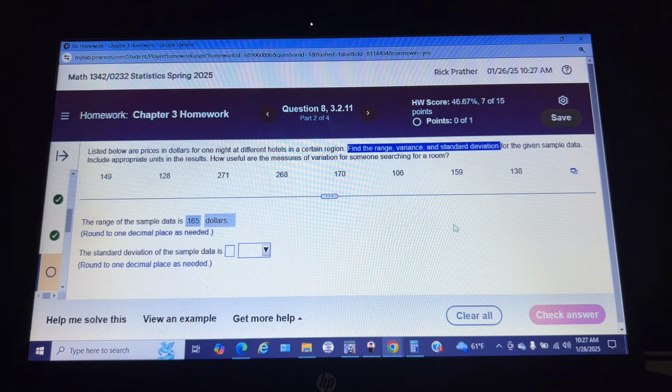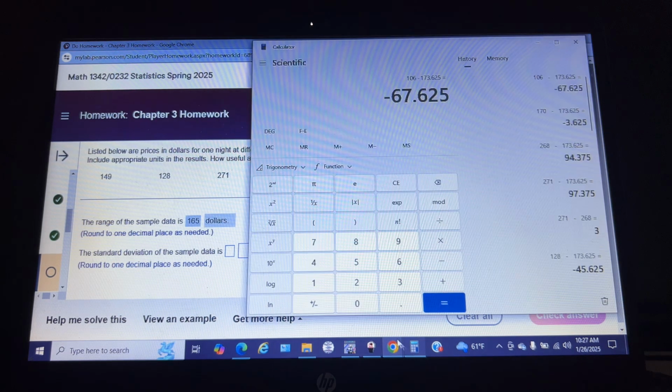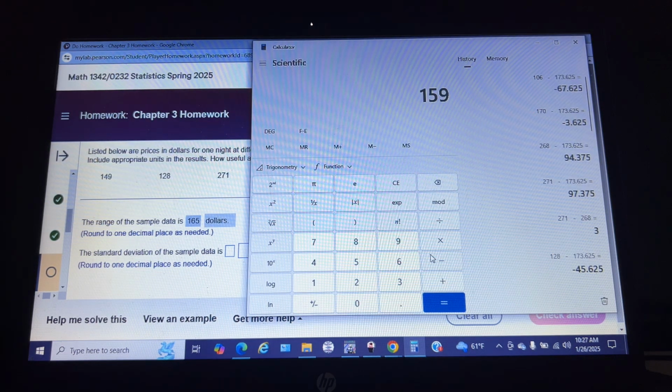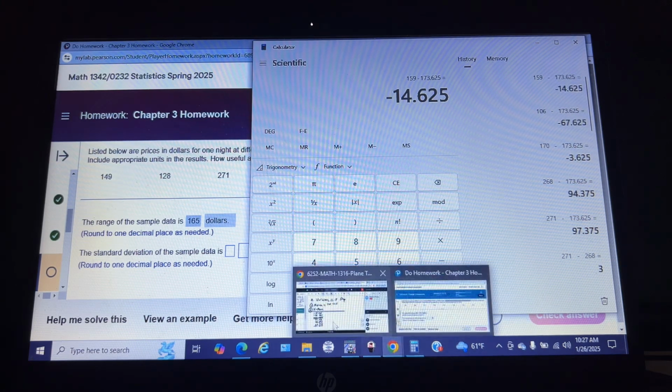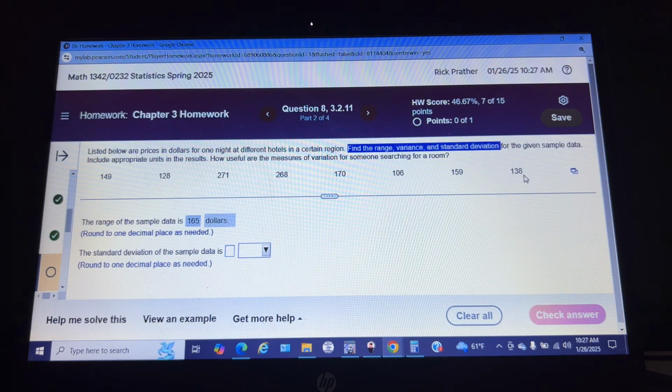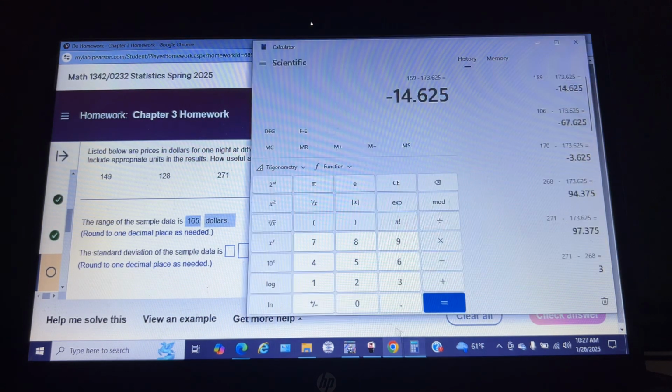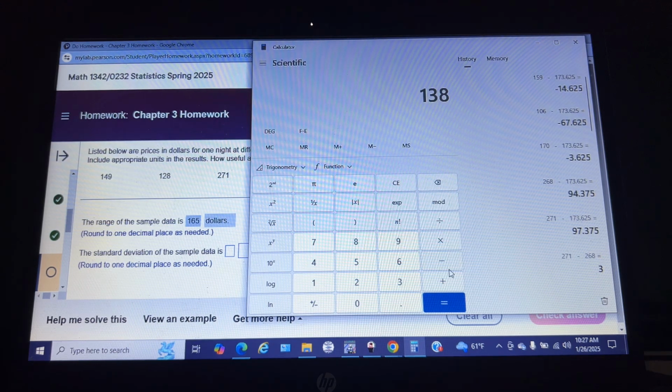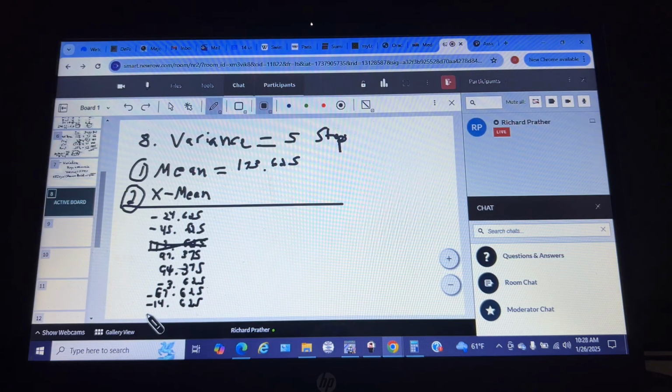Two more. There's a 159. 159 minus the average is negative 14.625. And finally, 138. Most of the numbers are below average, actually. So 6 of the 8 are negative subtractions, negative 35.625.